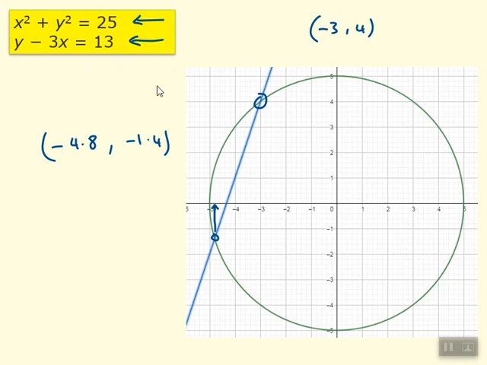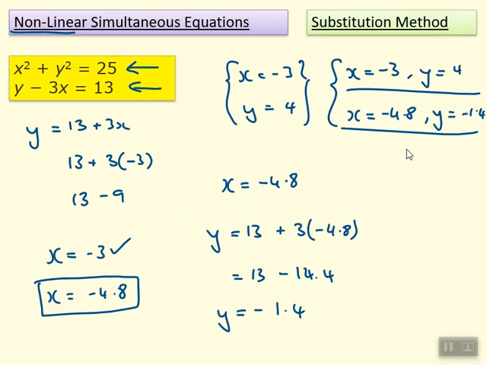So when you solve simultaneous equations, you're actually looking at where graphs cross each other. So this is the equation for a circle. This is the equation for a straight line. And where they intersect is where you literally solve this simultaneous equation.